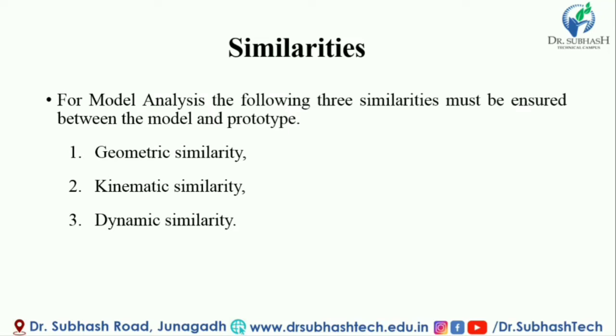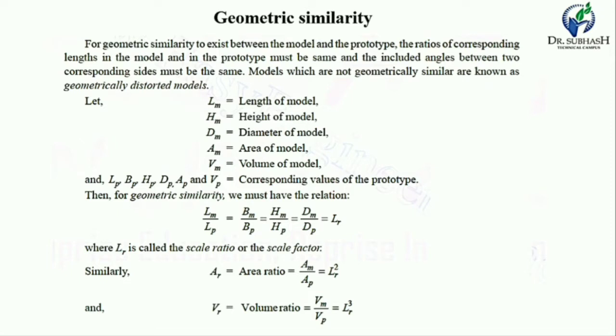The following three similarities must be ensured between the model and prototype for a model analysis. The first one is geometric similarity, the second is kinematic similarity, and the third one is dynamic similarity. Now we discuss all three in more detail. So the first one is geometric similarity.